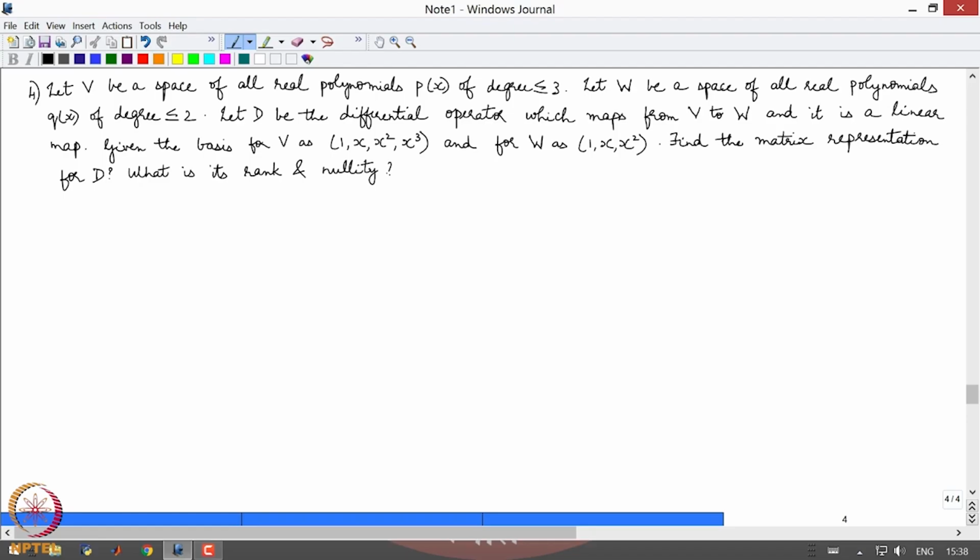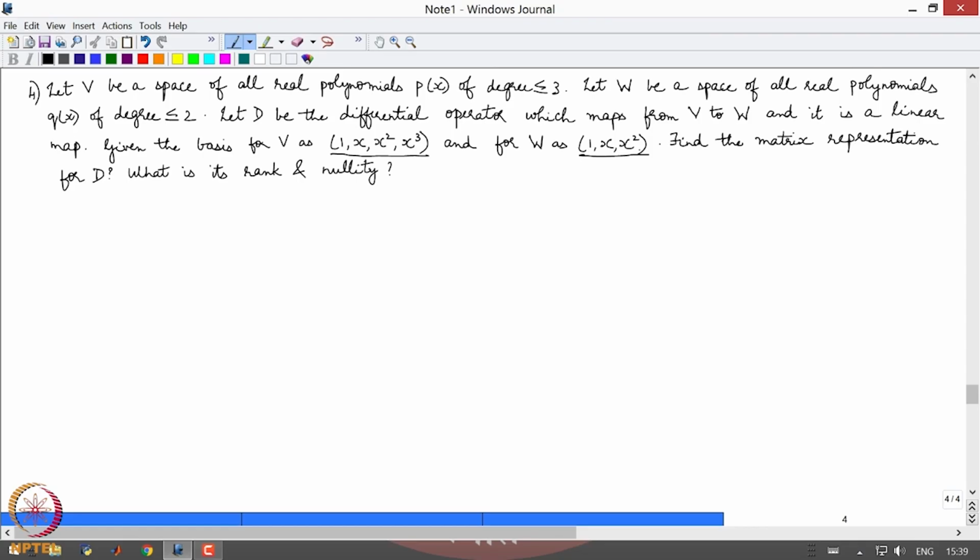So, let D be a differential operator which obviously maps from V to W, and it can be easily verified that this D is a linear map. Now, given a basis for V which is 1, x, x square and x cube, and given a basis for W as 1, x and x square, we are asked to find a matrix representation for this linear map D, and we are also asked to find out the rank and nullity of this matrix.